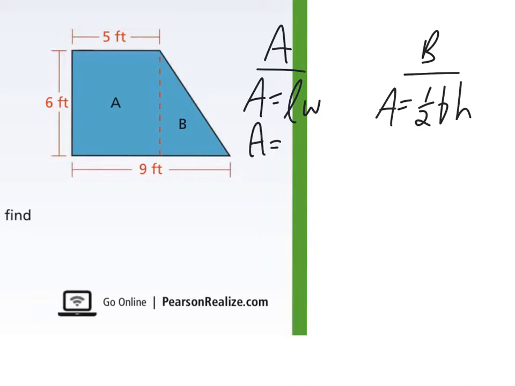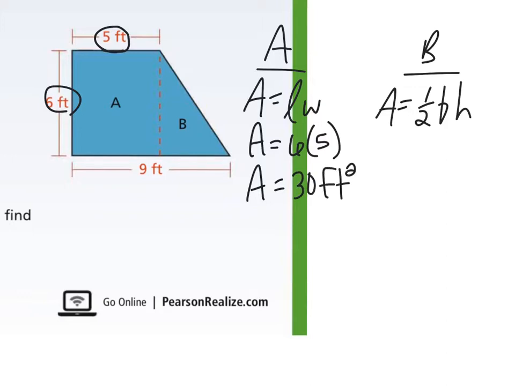So for A, the length and width are given here. Usually we'll consider the bigger dimension to be the length, so 6 times 5. Obviously, if you did 5 times 6, you'll still get the same number. So 30 square feet would be the area of our rectangle.